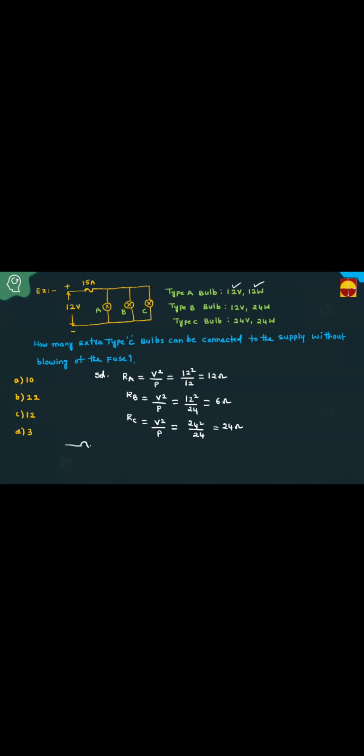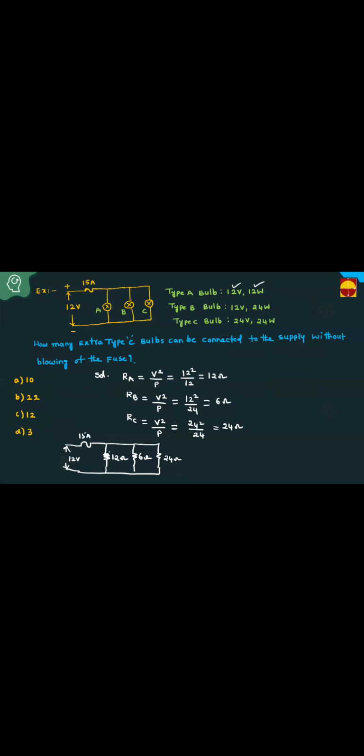This is a 15 ampere fuse. Bulb A resistance is 12 ohms, bulb B is 6 ohms, bulb C is 24 ohms. This is 12 volts. How much current is given? Sorry, it is a 15 ampere fuse now. The current is not 15 amperes, students. The fuse rating only is given as 15 amperes.